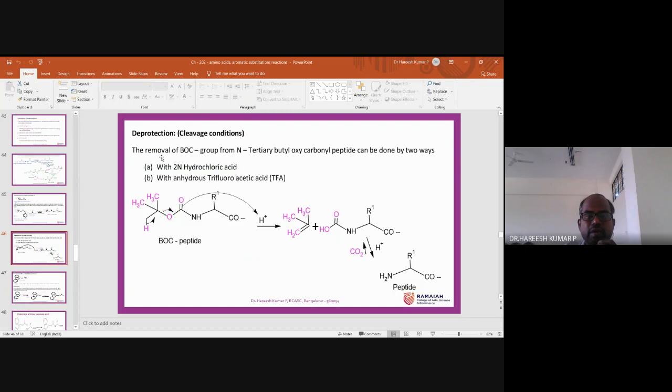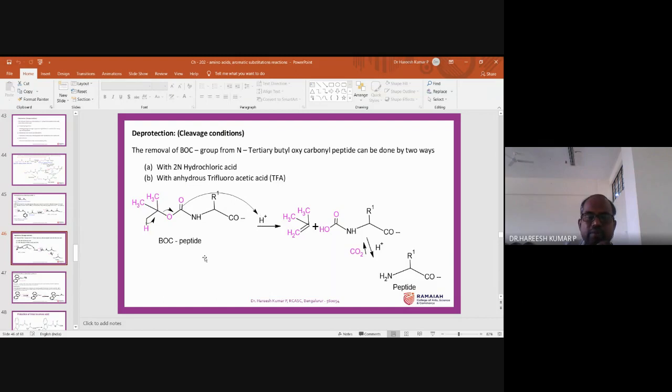So look here, deprotection. The removal of the BOC group from an N-tertiary butyl oxycarbonyl peptide can be done in two ways: one with 2 normal hydrochloric acid, another with trifluoroacetic acid. Here I have explained it with the mechanism itself. So now this is a BOC peptide, and when it is treated with H plus, more particularly 2 normal hydrochloric acid. Of course, trifluoroacetic acid also releases H plus.